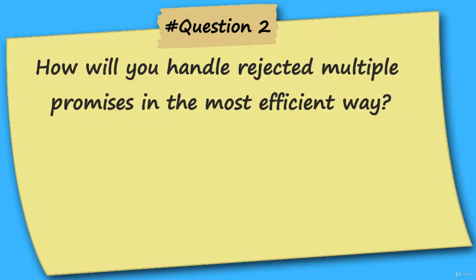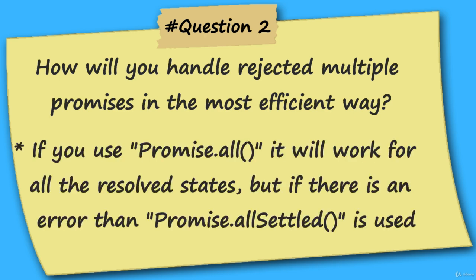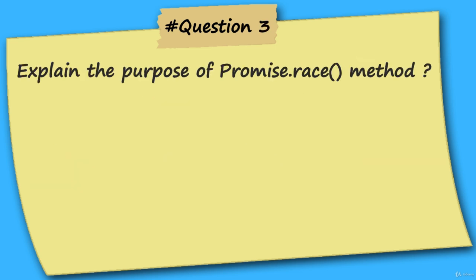The second question is, how will you handle multiple rejected promises in the most efficient way? So we have already discussed that if you are using the all method, then it will work for all the resolved states. But if there is a rejection, if there is an error, then you can handle such a situation with the allSettled method.